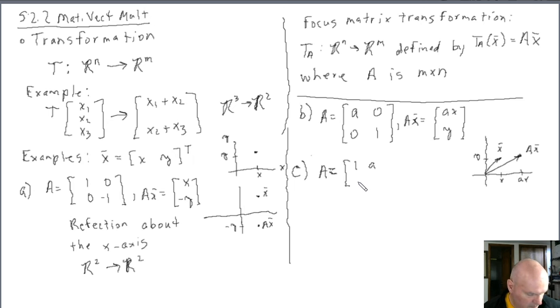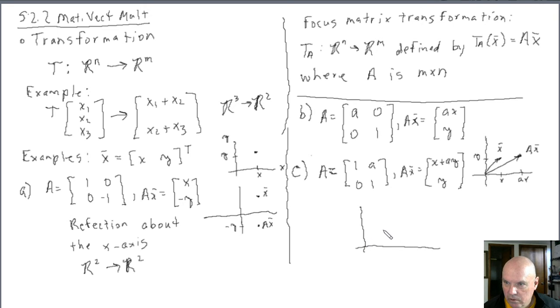1A, 0, 1. And then now AX would be equal to 1 times X plus A times Y, so X plus AY. And then the Y component is not changed.